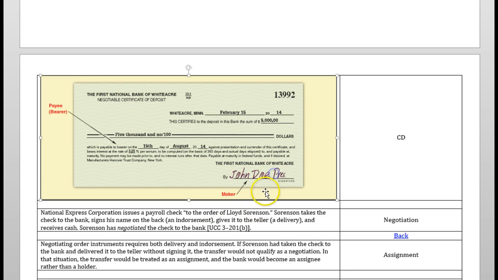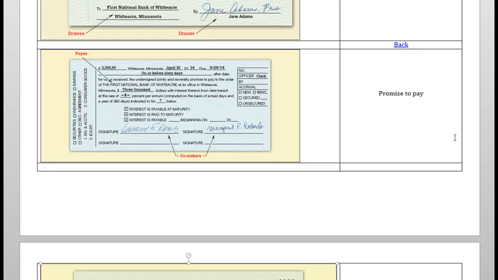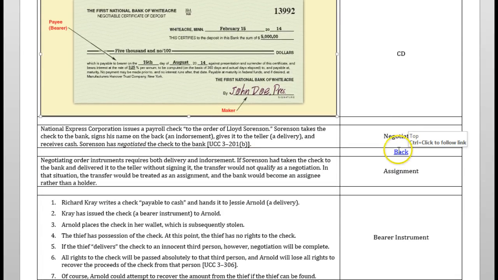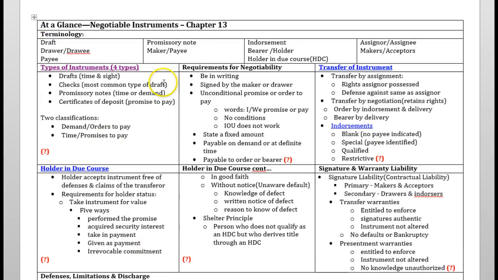Again, you have the maker here from the bank, and notice here it says the bearer. This is a bearer instrument, which means whoever holds this document will be able to negotiate it at the bank. So those are 3 examples of the types of instruments.